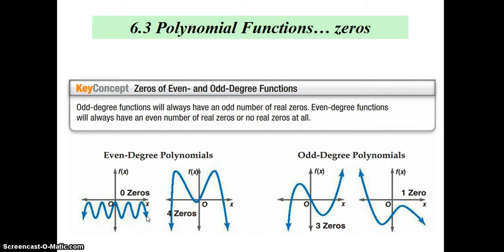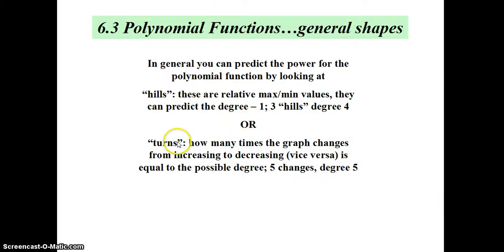Even degree polynomials are going to have an even number of real zeros. So this fourth degree function, the most that it could cross would be 1, 2, 3, 4. It may not cross at all. It can have 0, or it would cross 2. It's not going to have 3. It's not going to have 1. It's always going to be an even number of real zeros, or none at all. And then that just puts in words what I was pointing out, whether you look at hills or you look at turns on your graph, and you can predict what your degree is possible to be.